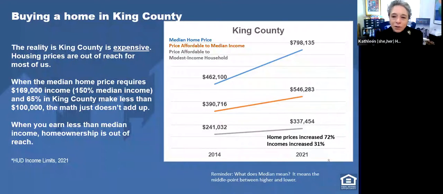And this chart also shows the middle line, which is orange or red, depending on your screen. It shows that even median income households, so not even lower income households, the median income finds home prices unaffordable. So this is a problem. Housing affordability is affecting everybody in King County unless you are a very high wage worker or you already own your home.